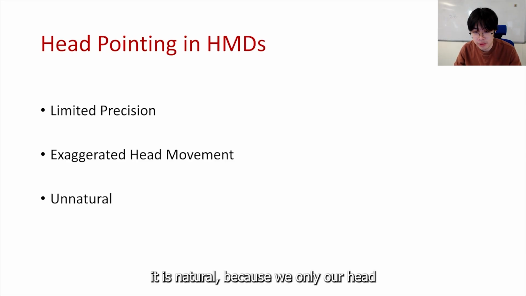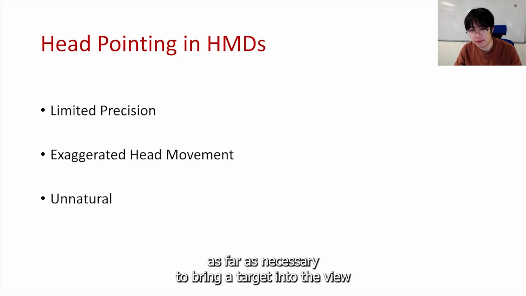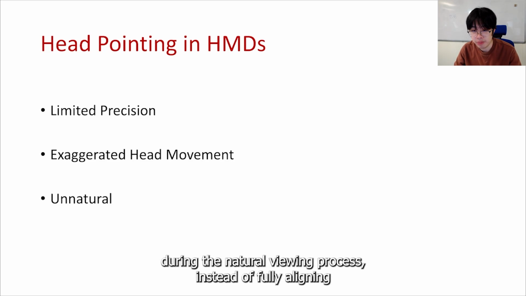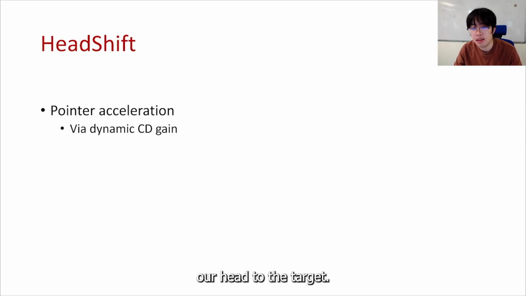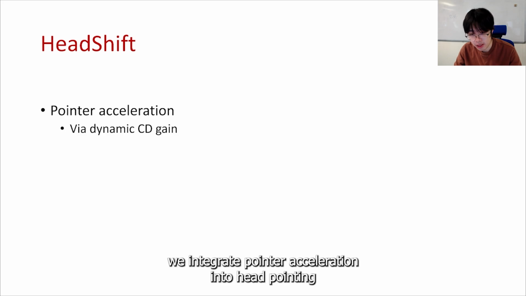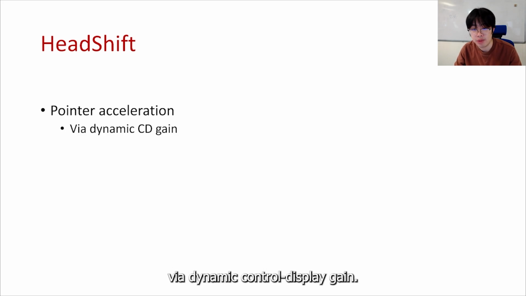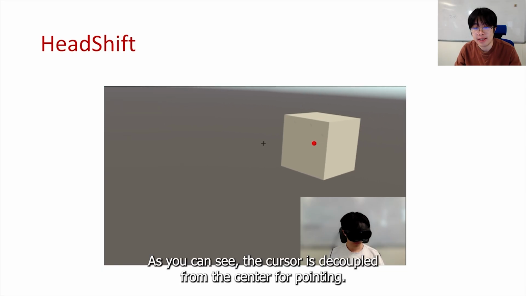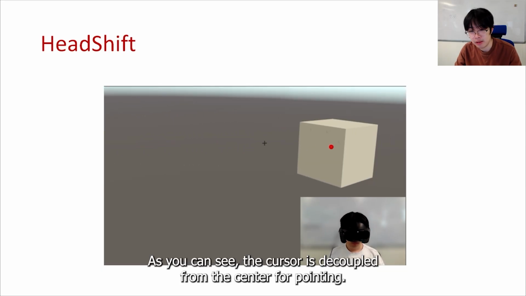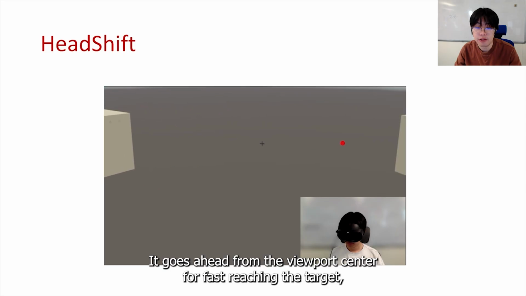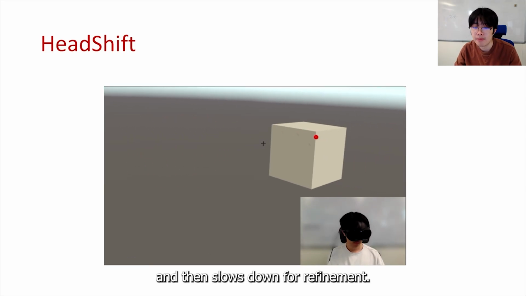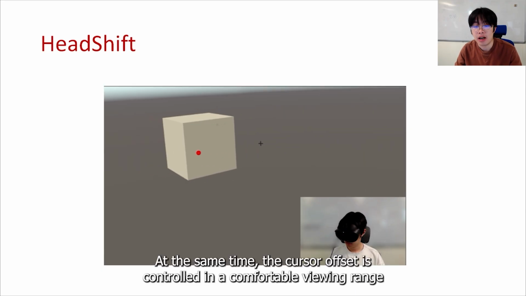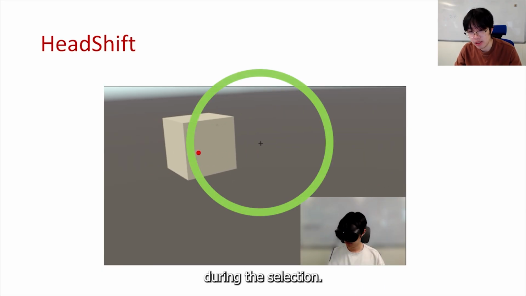Also, it is unnatural because during the natural viewing process, we only turn our head as far as necessary to bring a target into view, instead of fully aligning our head to the target. In HeadShift, we integrate pointing acceleration into head pointing via dynamic control display gain. As you can see, the cursor is decoupled from the center for pointing. It goes ahead of the viewport center for fast reaching of the target and then slows down for refinement. At the same time, the cursor offset is controlled within a comfortable viewing range during the selection.